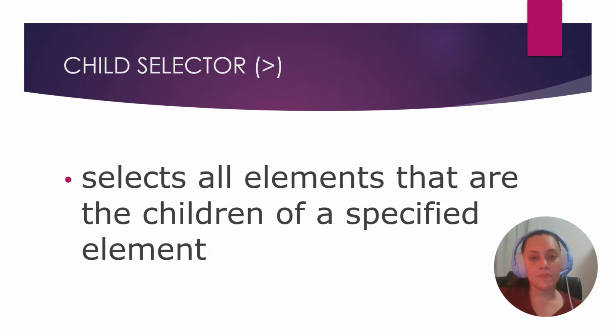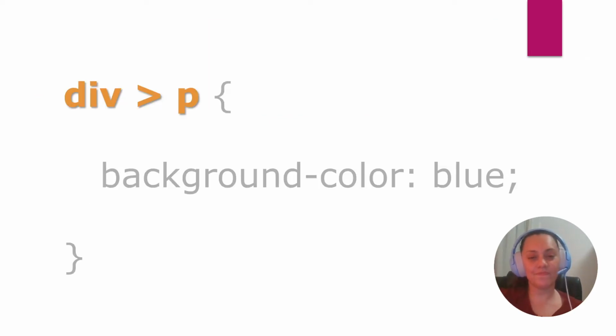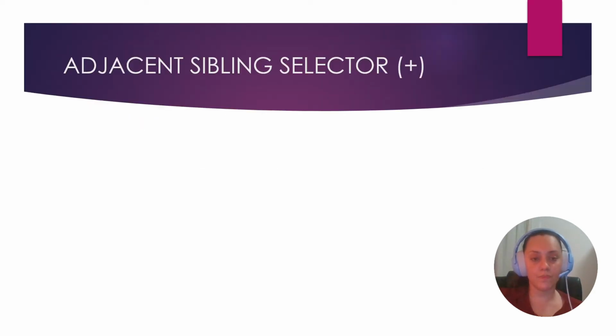So if I use this combinator, I would not choose me or my sister or my children. I would only select my mother and her sisters and brothers, which are my uncles and aunts, okay? So again, we just have to place the sign between the two CSS selectors, okay?